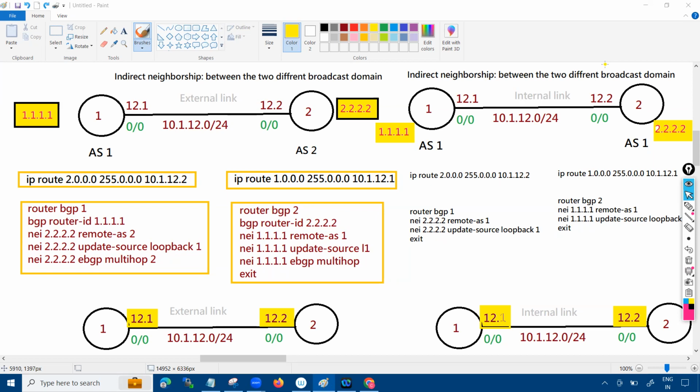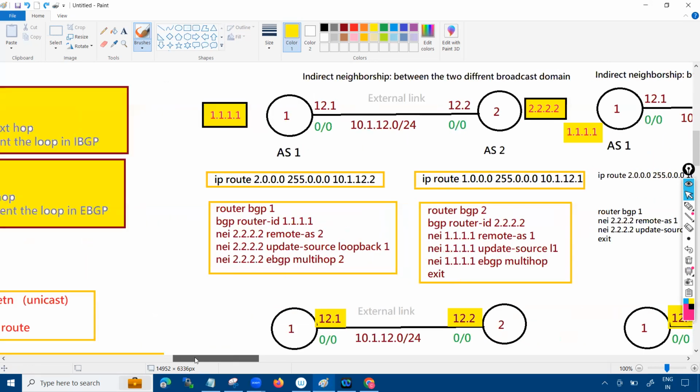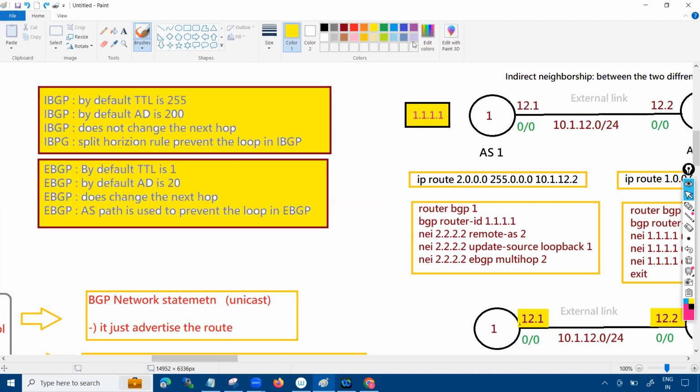Okay. So I'll catch you guys tomorrow, and we'll do the lab, and we'll do this thing as well. Anyone has questions? Yes, sir, the split horizon rule. Oh, we'll discuss tomorrow.